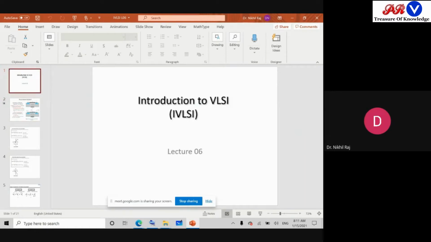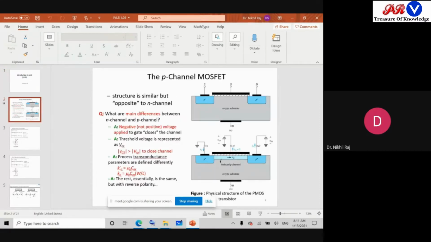So till now we have studied the NMOS, its behavior and its characteristics. You know there are two types of MOSFET: one is called the N channel and the other is called the P channel. So this is about the P channel MOSFET.